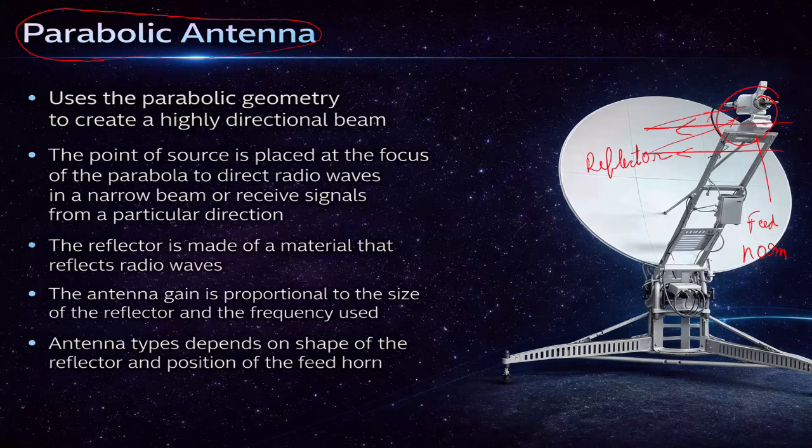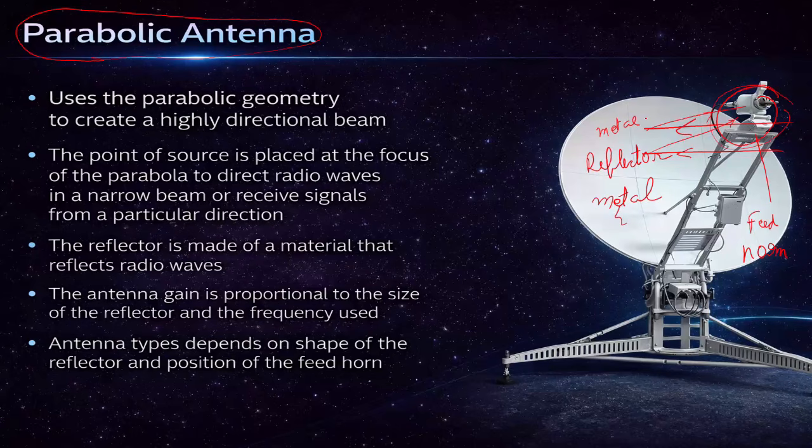Similarly, incoming signals from a specific direction are reflected by the reflector to the feed horn. This is the feed horn and this is the reflector. The reflector is generally made of metal, but sometimes to save money, people use lightweight materials with a metal coating. The purpose of the reflector is to efficiently bounce radio waves towards or from the feed.